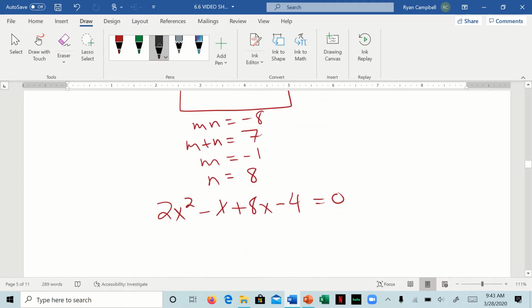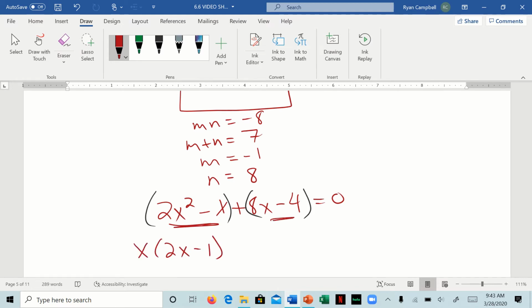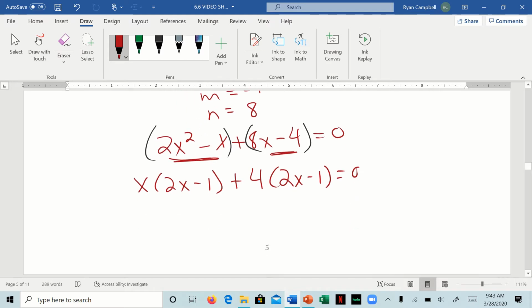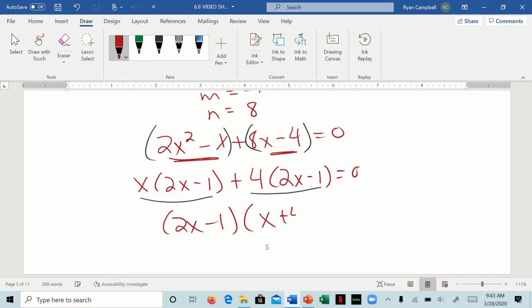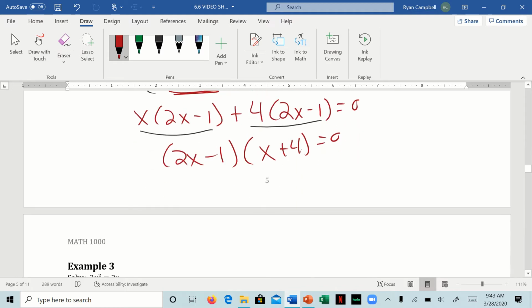All right. So we can group these up. What comes out of the first term? We see it's just x, and we're left with 2x minus 1. What comes out of the second term? We see it's 4, and we're left with 2x minus 1. All right. Then out of both of these terms, we can take out a 2x minus 1, and we're left with x plus 4 equals 0. All right, so we factored.